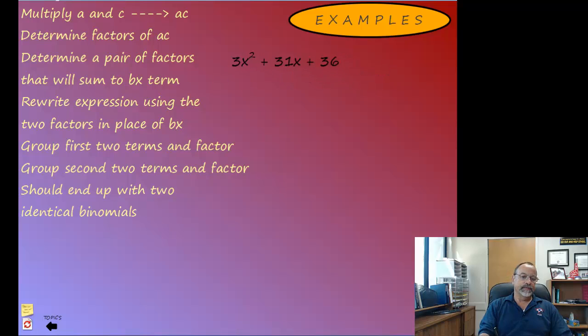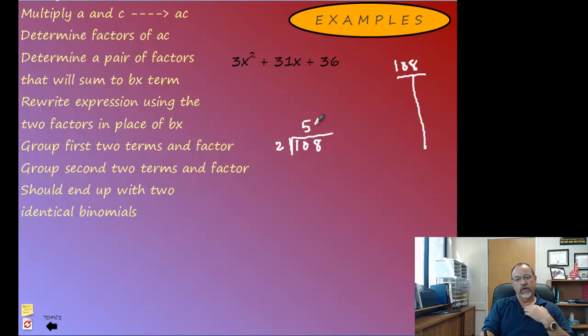Okay? So, first step, 3 times 36, that's 90 and 18, so that's 108. So, I got 108, and I need factors of 108 that add up to 31. So, you can do this little upside down division thing. We do 2 and 54. So can I make 2 and 54 add up to 31? No, probably not. So let's do this. It's 27. So now I have 4 times 27.